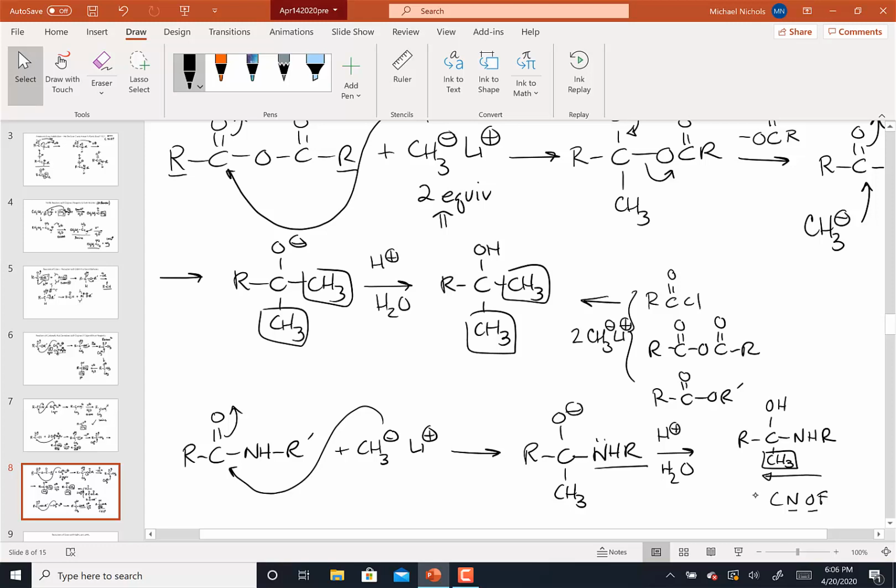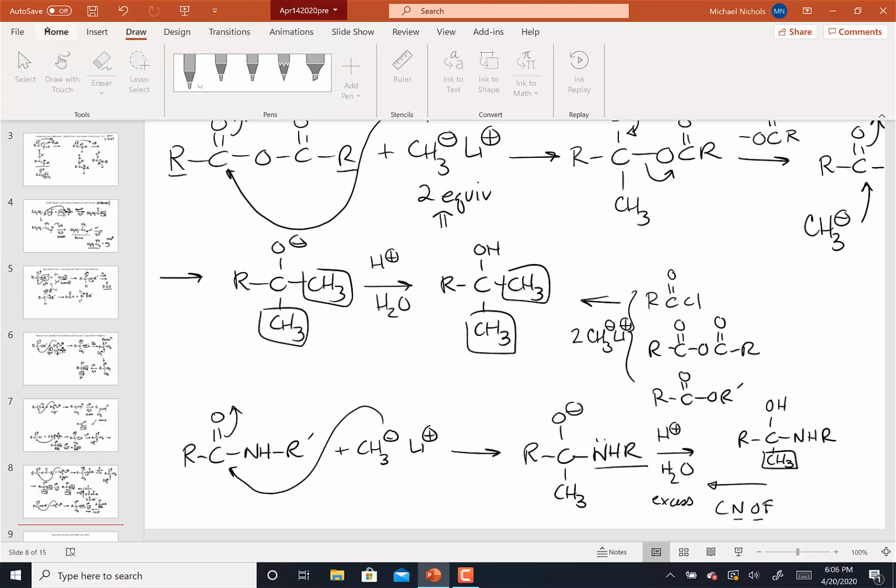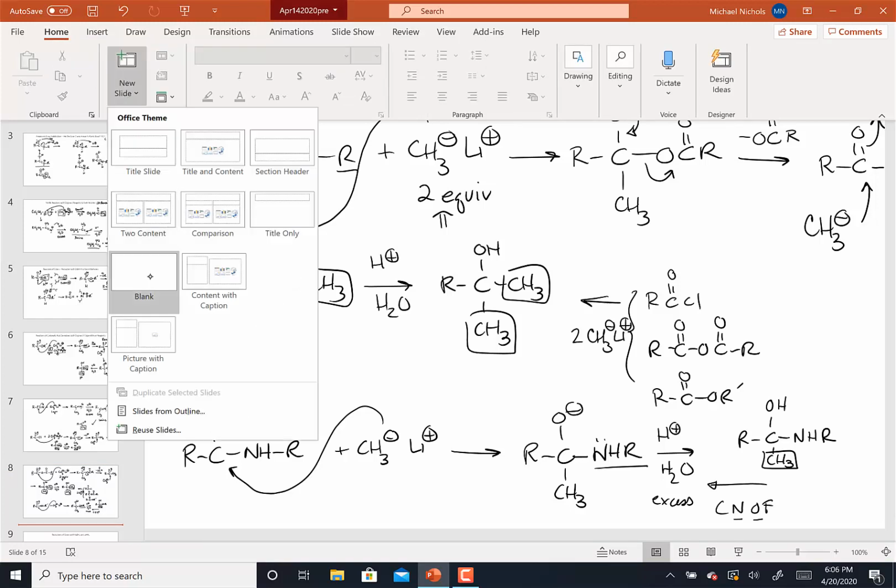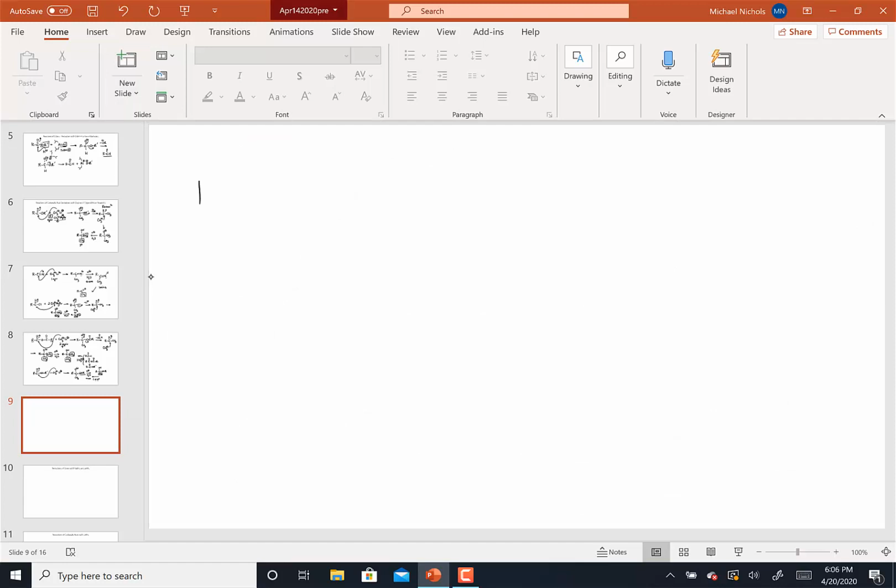So what I'm going to do here is, let's see if I can grab this, and I can move it out of the way on my computer. So that's the product that I'm going to make. I'm using excess H plus H2O. So what happens next? What happens next is we add a new slide.